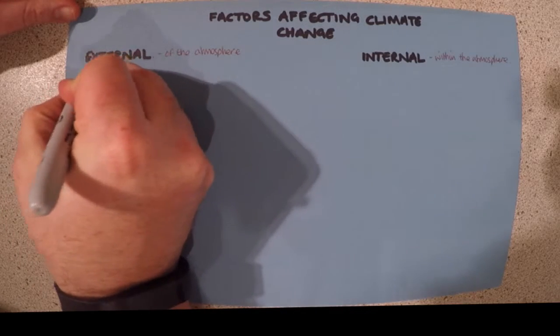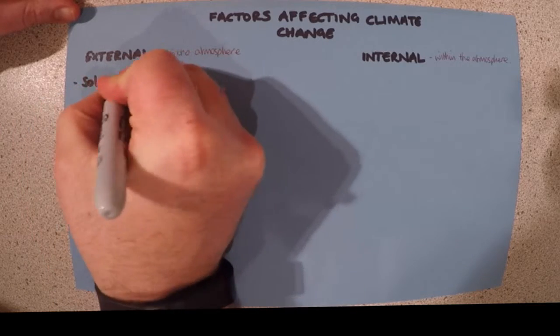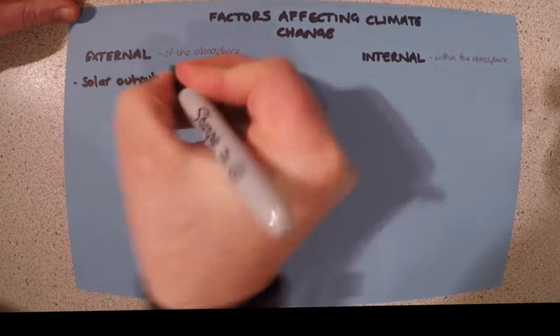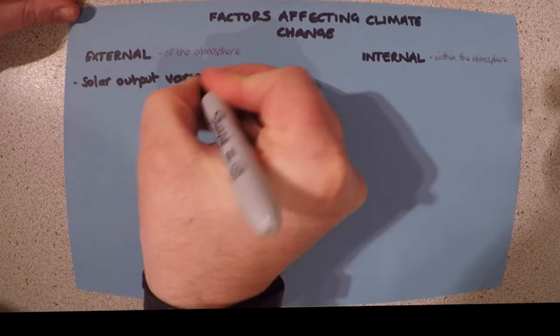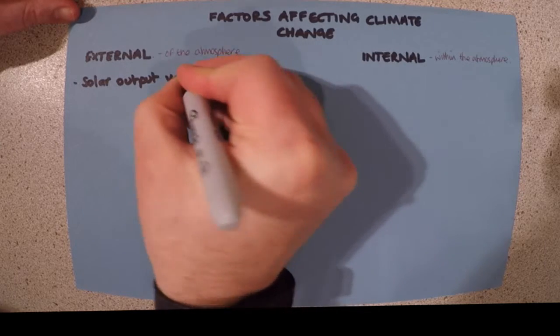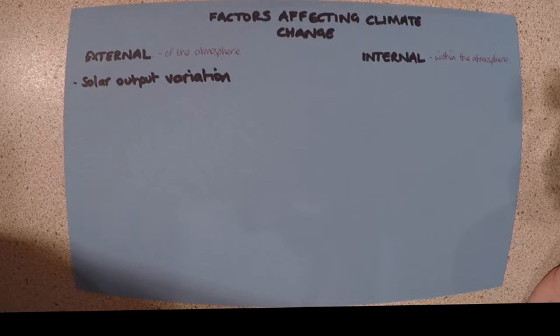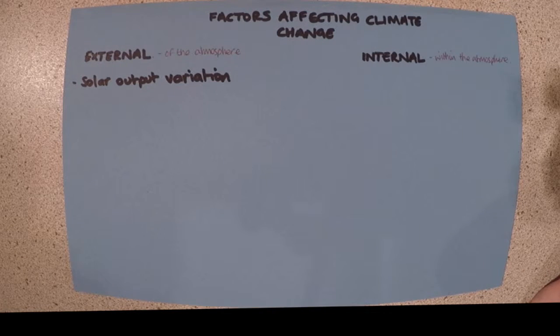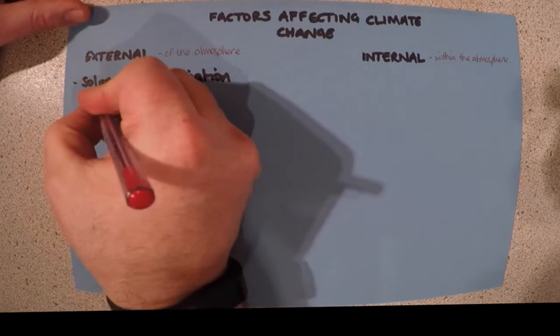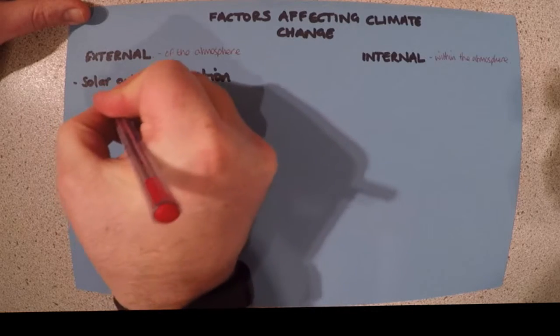Now, there's two external factors which we need to understand. First of all, there is solar output variation. And put into more simple terms, it basically means that the sun doesn't emit the same amount of solar output. It's not constant, it's not standard. There are differences.